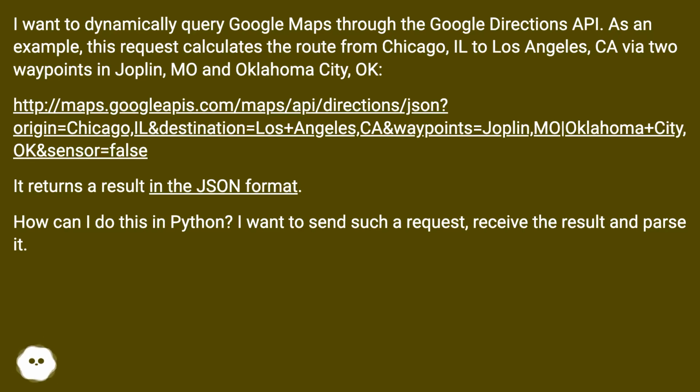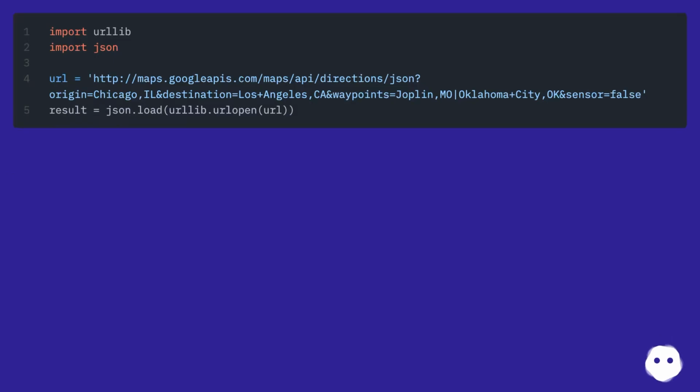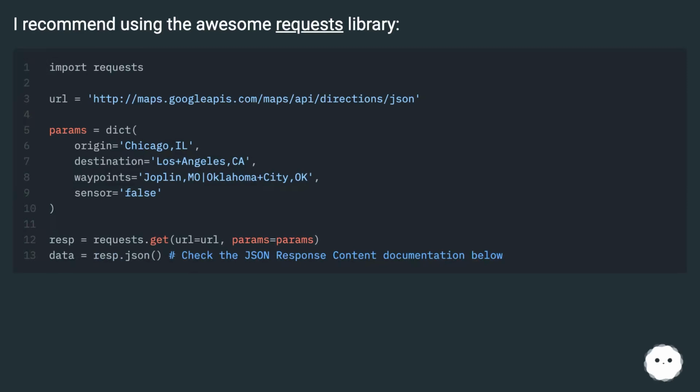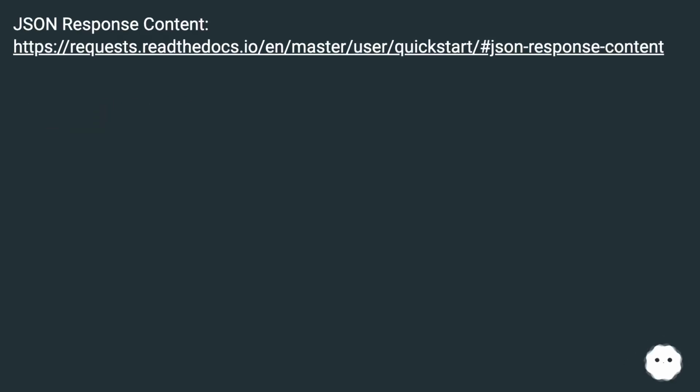How can I do this in Python? I want to send such a request, receive the result and parse it. I recommend using the awesome requests library. JSON response content, this URL.